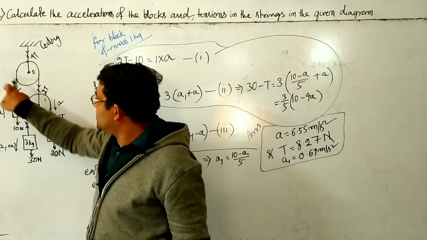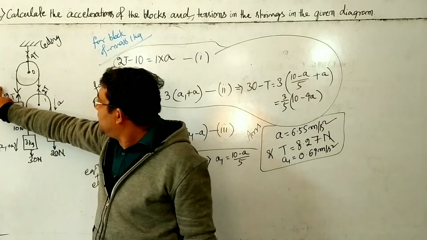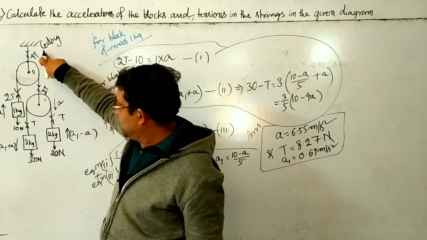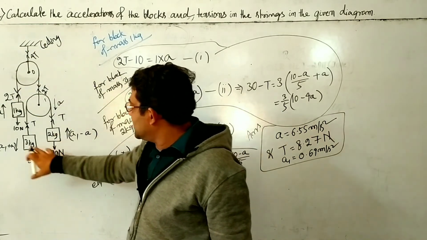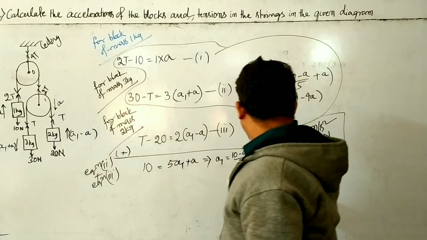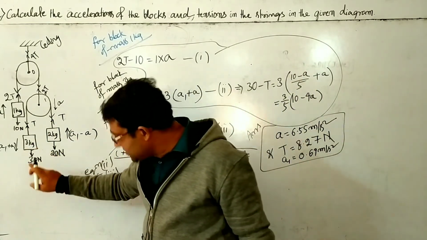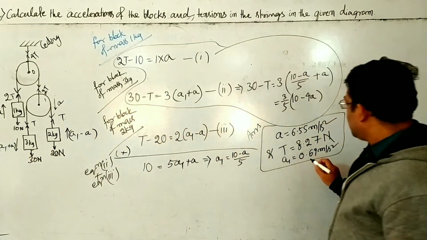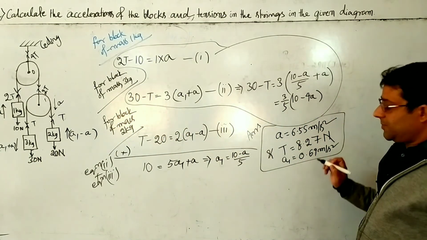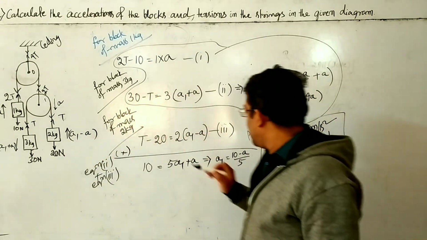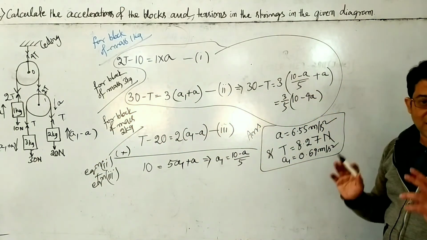So in this string what is the tension? Double of that, 2T. And in this string what is the tension? That is 4 times that, 4T. So tensions in all the strings we got. Now accelerations: this acceleration we directly got from A, and the acceleration of the 3 kg is A1 plus A. A1 we got, A we got. So A1 plus A, and the acceleration of this is A1 minus A. We got it. You can calculate it.